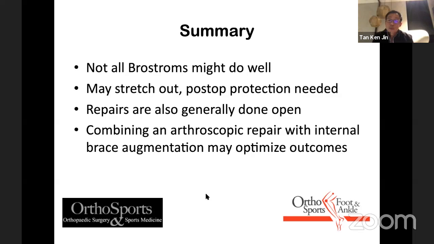And then I put the talus and ankle in plantar flexion. So the internal brace basically functions as the end point for the joint. Perfect. I think that's a point well taken.